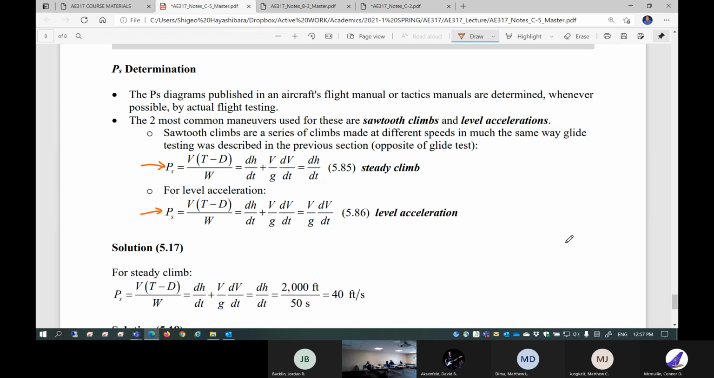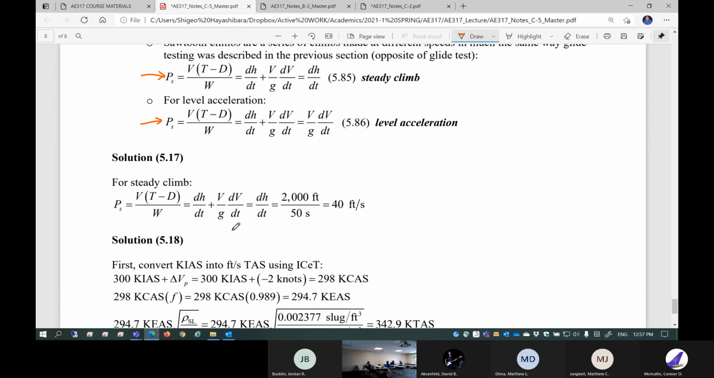Because by looking at the PS contour diagram, you can tell how fast your airplane can fly at a certain altitude, how much you can climb up, and how much ceiling you can reach. Those kinds of important information can be given from that table. And also that is going to determine your flight envelope. So for the steady climb, if it takes 50 seconds at constant speed to gain 2,000 feet of altitude, this requires a specific excess power of 40 feet per second. Very simple computation.